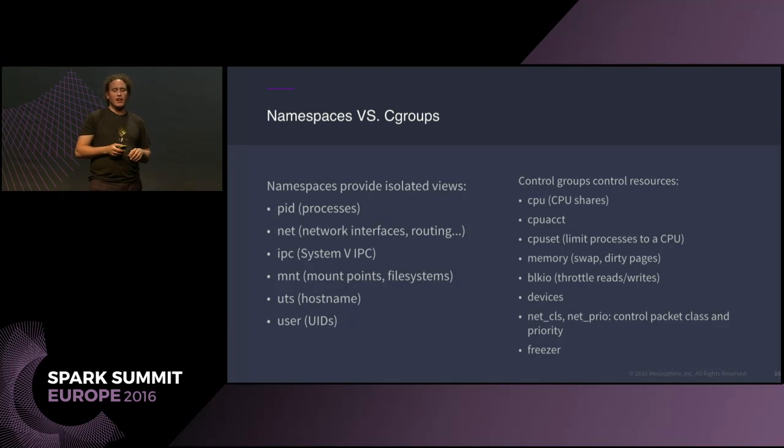Control groups, on the other hand, are used both to account for things and to limit things. So I can monitor and account for CPU shares. I can limit my memory between different process groups. I can limit different net users, and I can also limit access to different devices. For example, what we do with GPUs, we isolate GPUs by different C groups so that only individual tasks can access them.